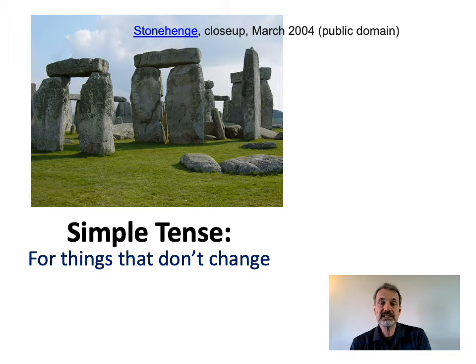The simple tense is for things that don't change much. In this picture, there are some strange big rocks in a place called Stonehenge. The Stonehenge is very old, and it is made out of rocks. Rocks do not change much over thousands of years.